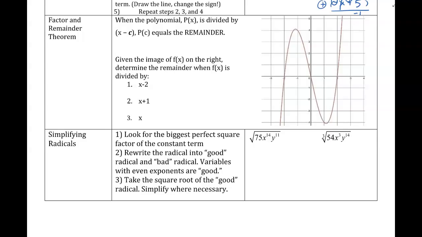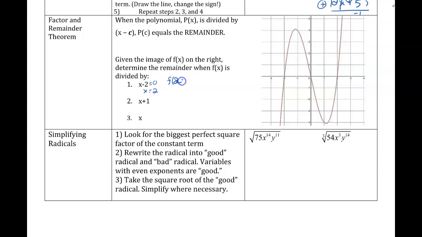Next is the factor and remainder theorem. We're given the image of a function f of x, and we're trying to determine the remainder when f of x is divided by each of these 3 terms here. So what we're going to do is, again, take the 0 of these divisors. If I were to set that equal to 0 and solve, I would get x equals 2. I'm going to evaluate for that term.